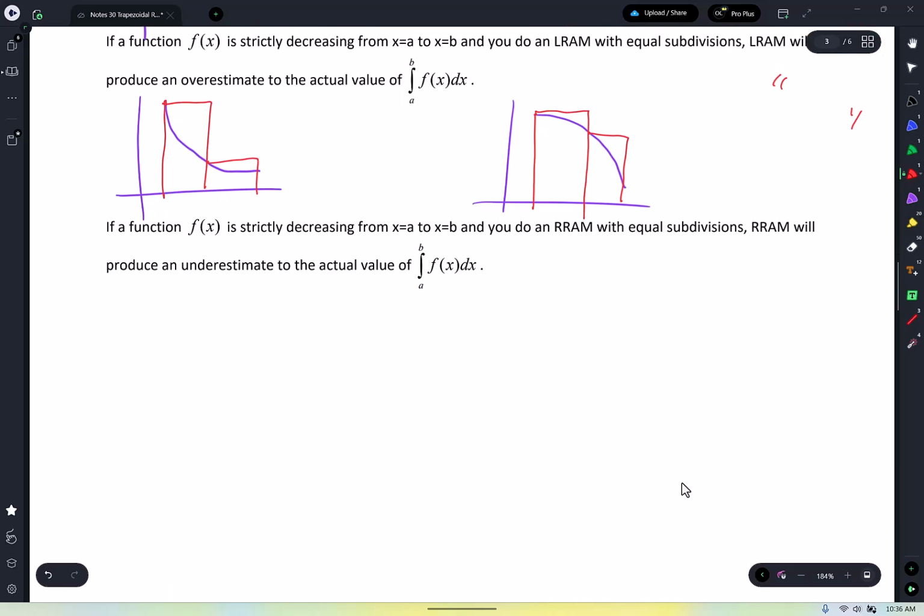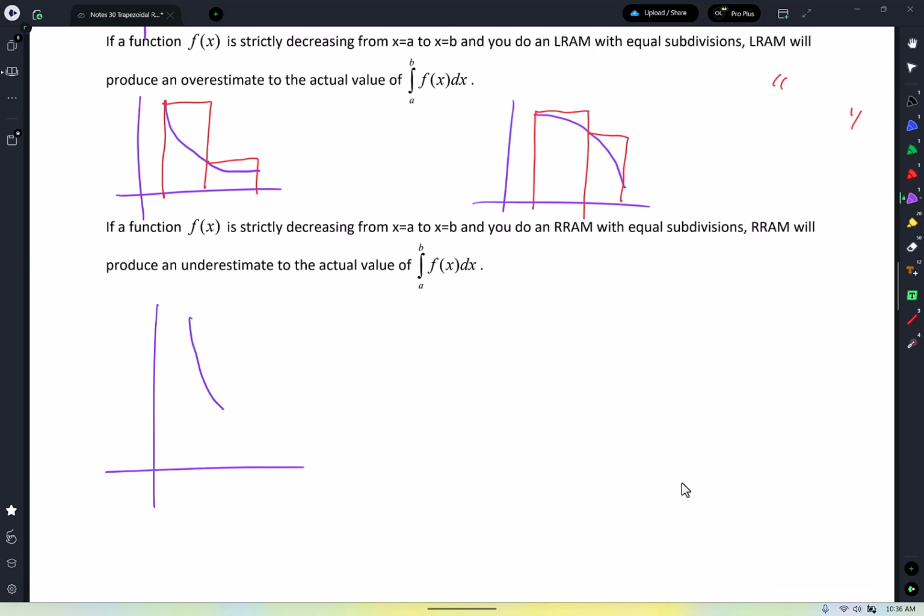Same thing here, guys. RRAM decreasing. So here it is. Let's do a decreasing, and now we're doing RRAM. I know, my rectangles suck.